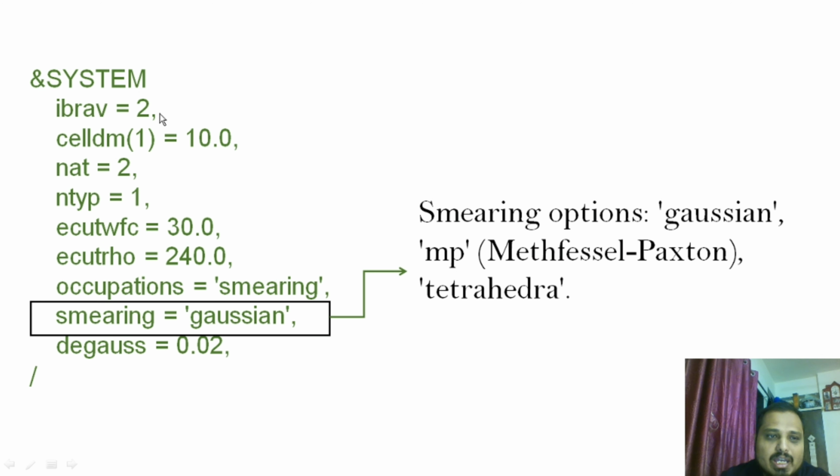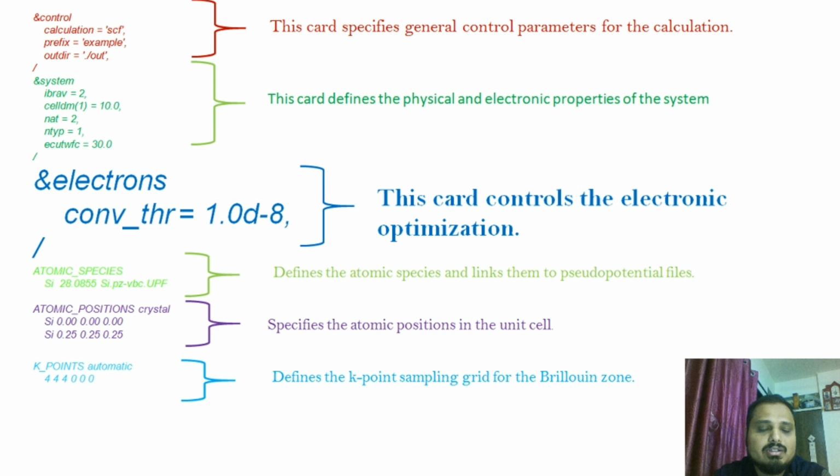These values, ibrav, celldm, nat, and ntyp, all these parameters are taken by the atoms environment or bulk environment in the Atomic Simulation Environment. Okay, next card is the electrons card. This card controls the electronic optimization.